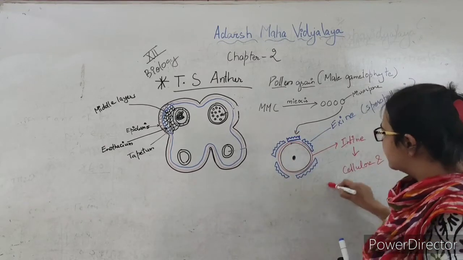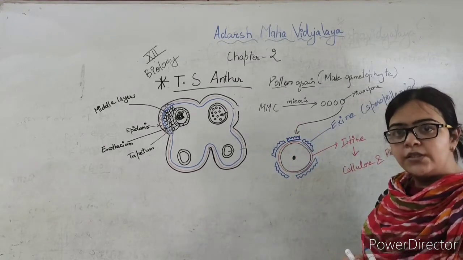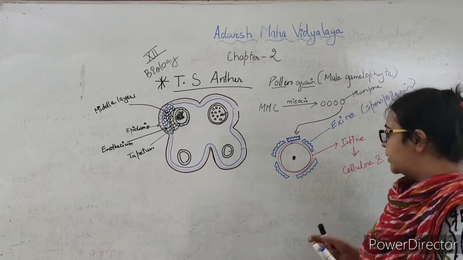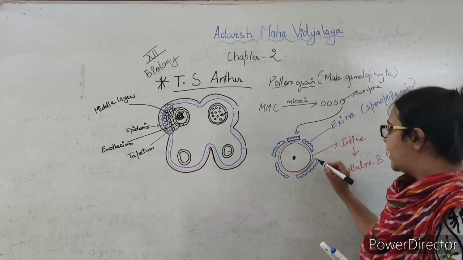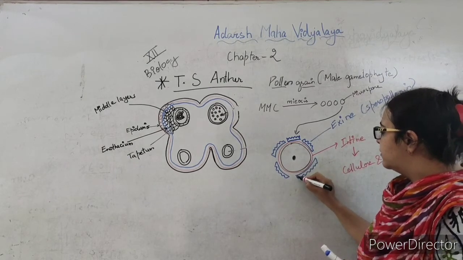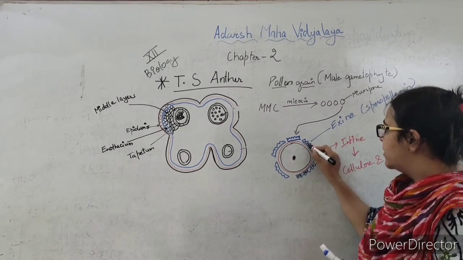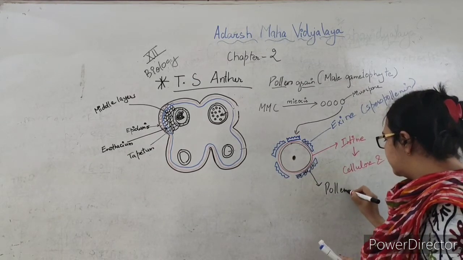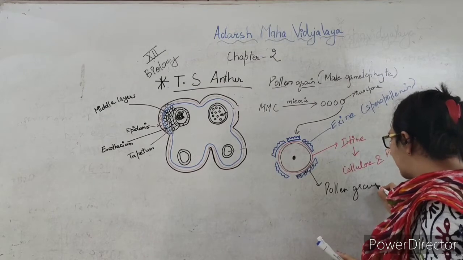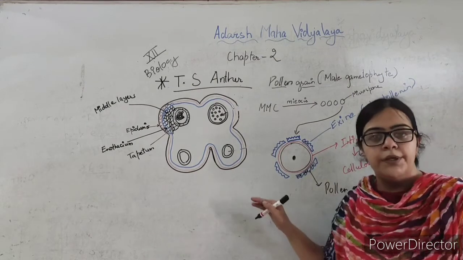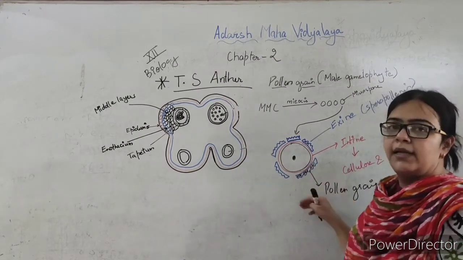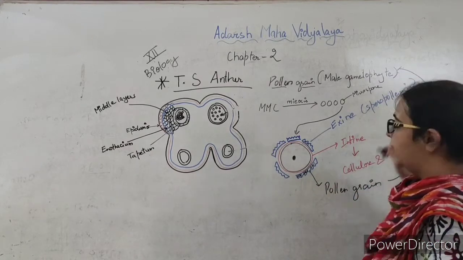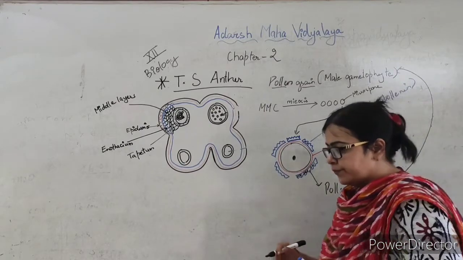Now this structure, which is formed where the microspore is covered with a thin intine and a thick exine, is now called a pollen grain. And the male gamete will be produced inside this pollen grain. So this pollen grain is also known as the male gametophyte.